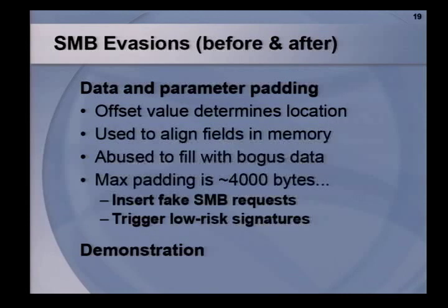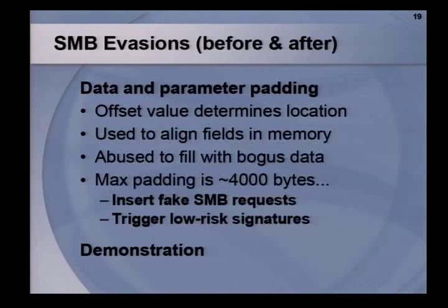Another thing you do with SMB evasion is data and parameter padding. SMB is a neat protocol in that you've got this kind of static header at the top that then has a bunch of fields, and those fields are determined by the byte count. And the byte count determines what other fields are part of that packet or that request. The way that you determine where in that packet your data and your parameter fields start is based on a hard offset from the beginning of the SMB request.